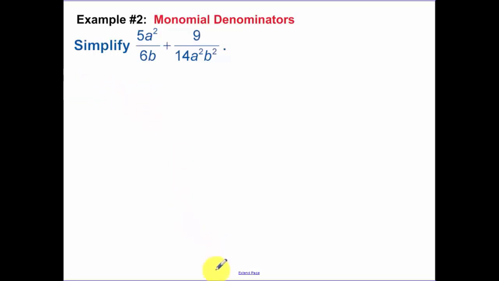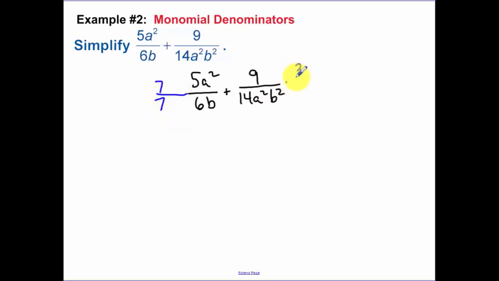Okay, so when we're looking at these, and we have 5a squared over 6b plus 9 over 14a squared b squared, we need to get the common denominator. So between 6 and 14, what's the smallest multiple between 6 and 14? Well, that's going to be 42. So I'm going to need to multiply by 7 over 7 on the left and by 3 over 3 on the right.